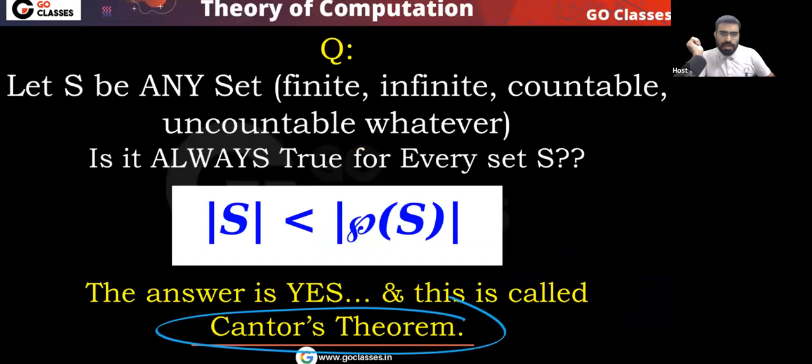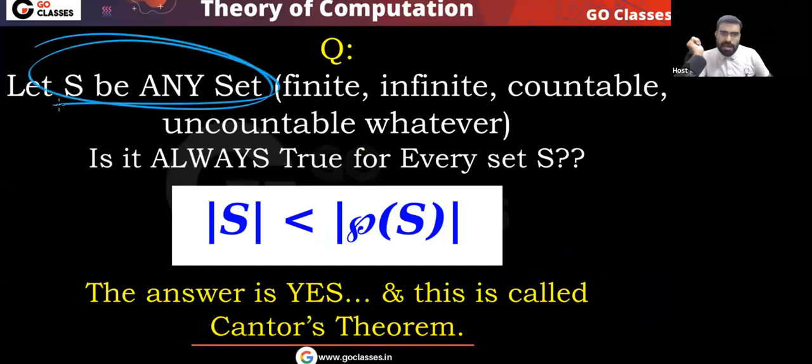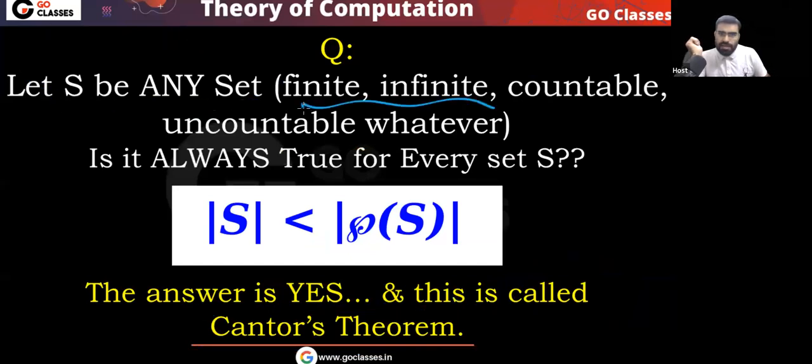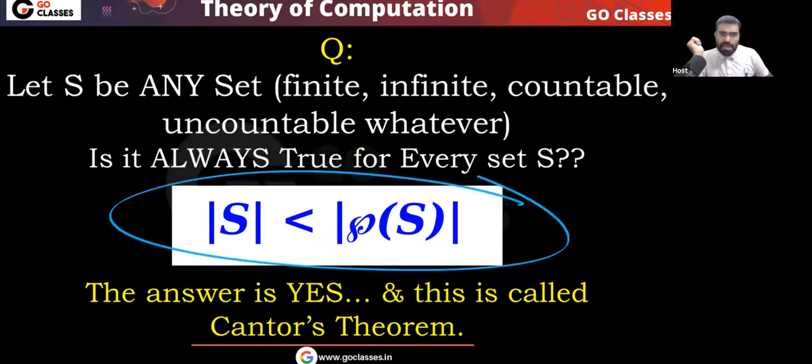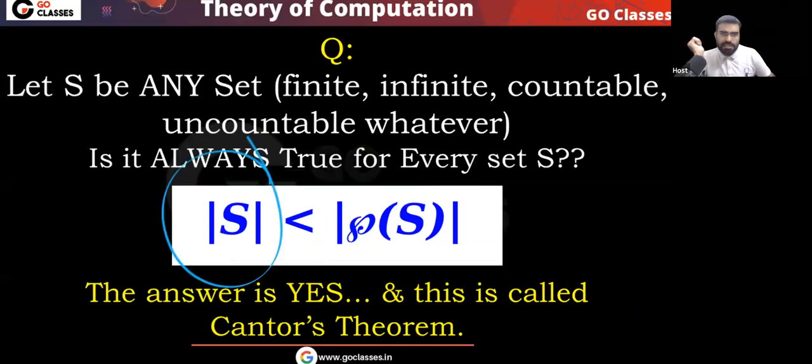Cantor's theorem says that S can be any set: finite, infinite, countable, uncountable, whatever. If you take any set S, then this will always happen: the cardinality of S is strictly less than the cardinality of P(S). For example, let's assume you have the set of natural numbers.